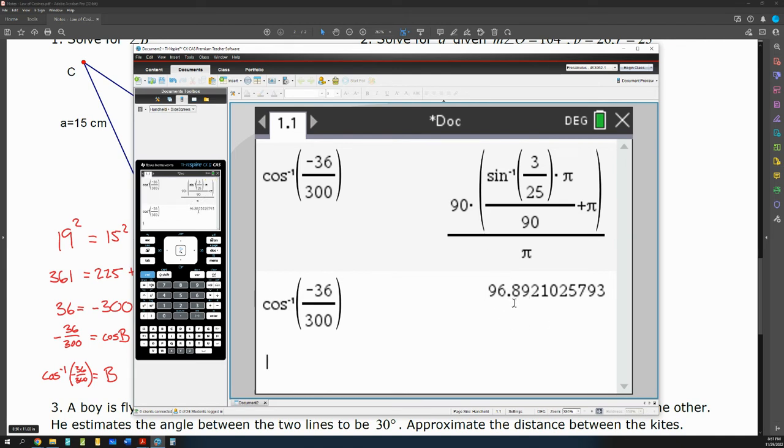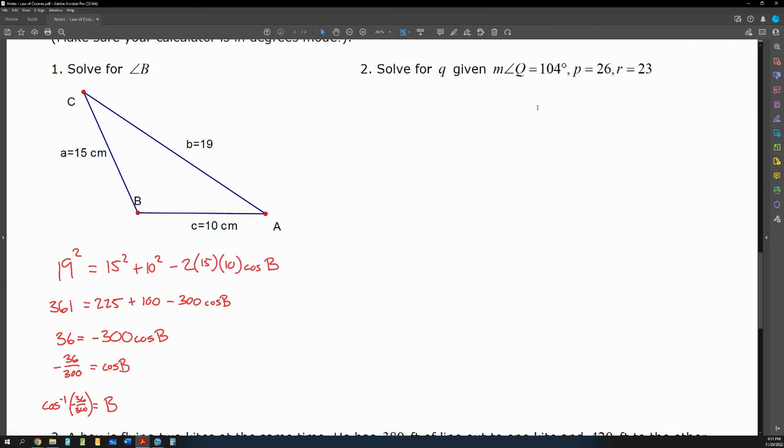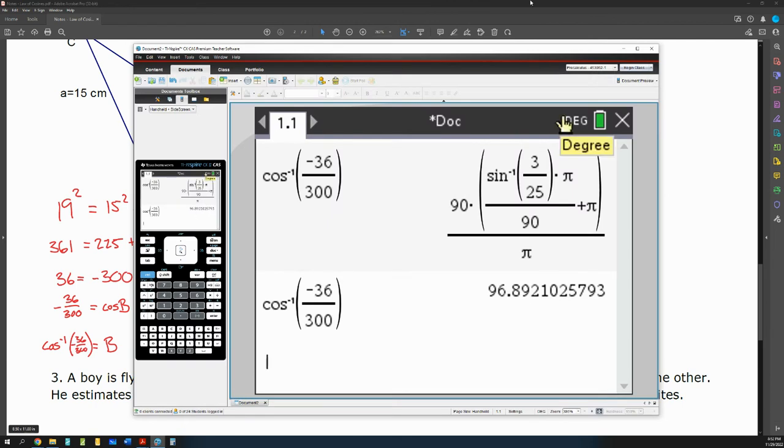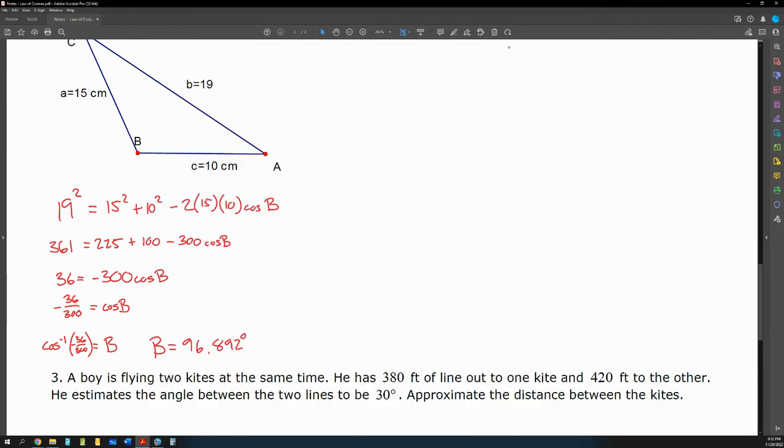But we can find that the degree measure of B is 96.892 degrees. We're rounding to the nearest thousandth, so that's 3 decimal places. So B is equal to 96.892. Let me double check. 892, yes. And that's in degrees. So that's the answer to number 1.